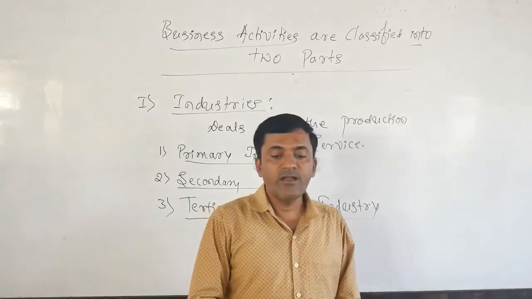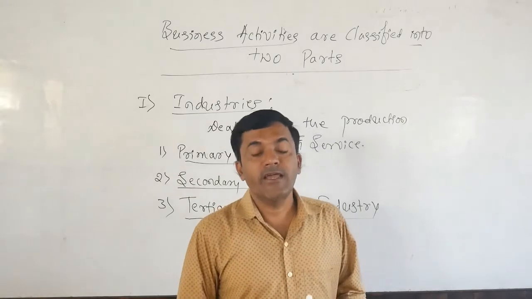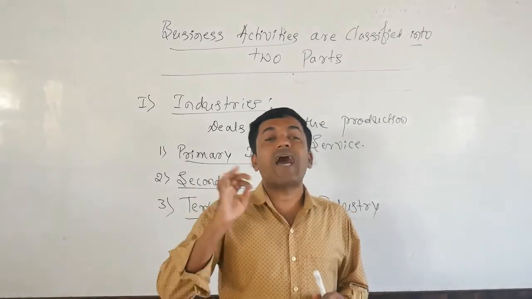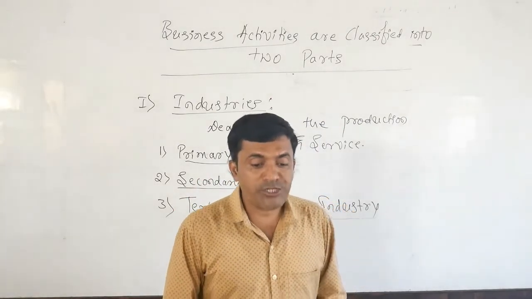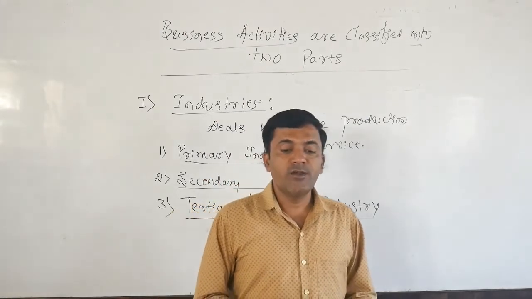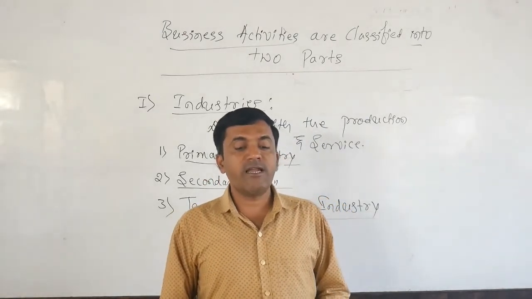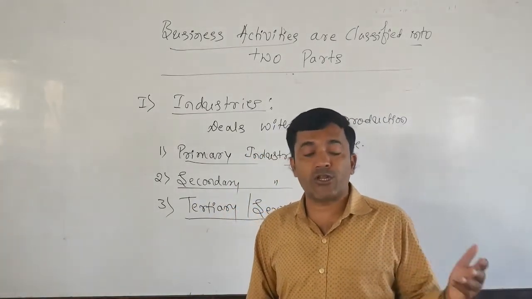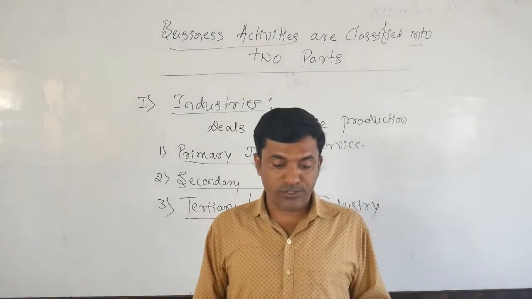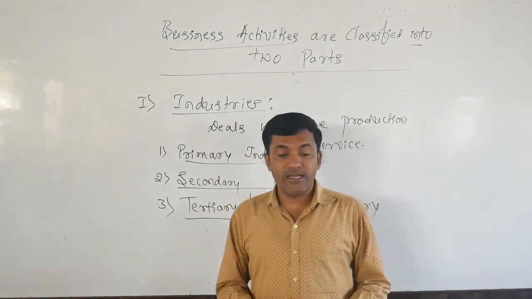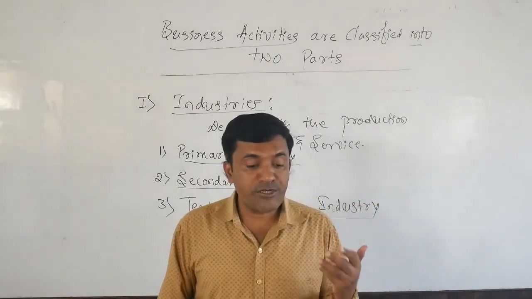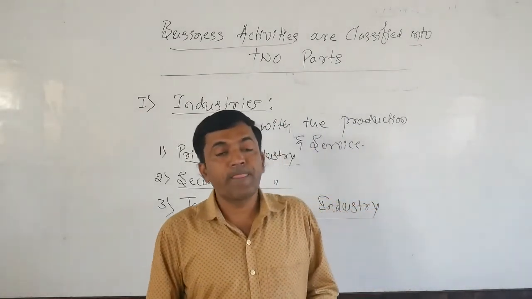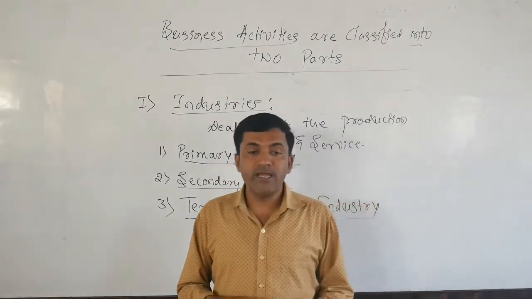So please concentrate regarding the primary industry. Dear students, keep in mind, the primary industry includes those activities through which natural resources are used to provide raw material for other industries. So for the sake of other industries, the raw materials are used from the natural source. For example, mining, fishing, dairy farming, agriculture, and so on. These are live examples for the primary industries.